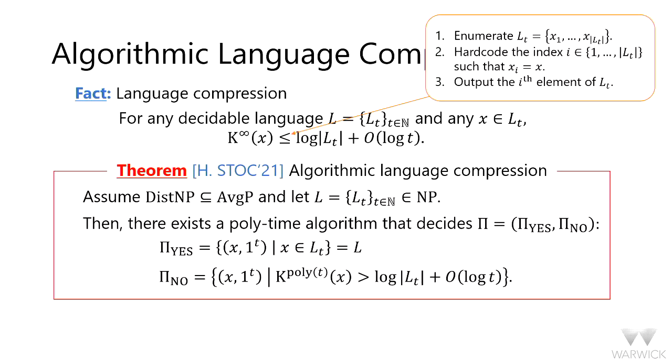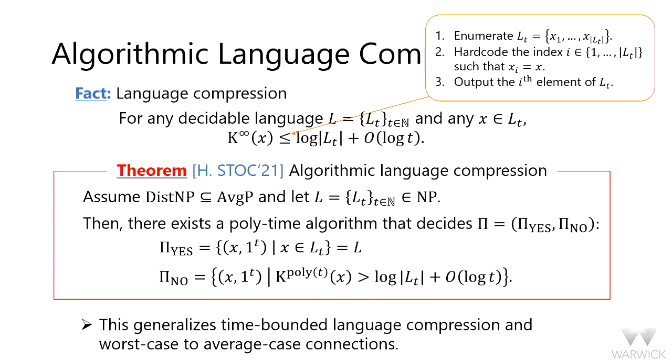That's what it says. More formally, we can prove the following. Assume that NP is easy on average, and let's say L is a language in NP. Then we can show that there is a polynomial time algorithm that decides a promise problem. Namely, you can separate yes instances from no instances. Yes instances consist of strings which are in L, and no instances consist of strings whose time-bounded Kolmogorov complexity is large. And this result generalizes time-bounded language compression and worst-case to average-case reduction, which we saw before.